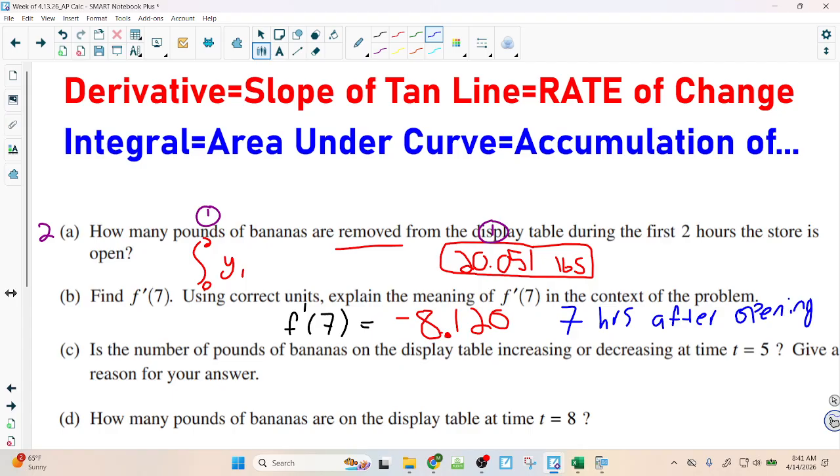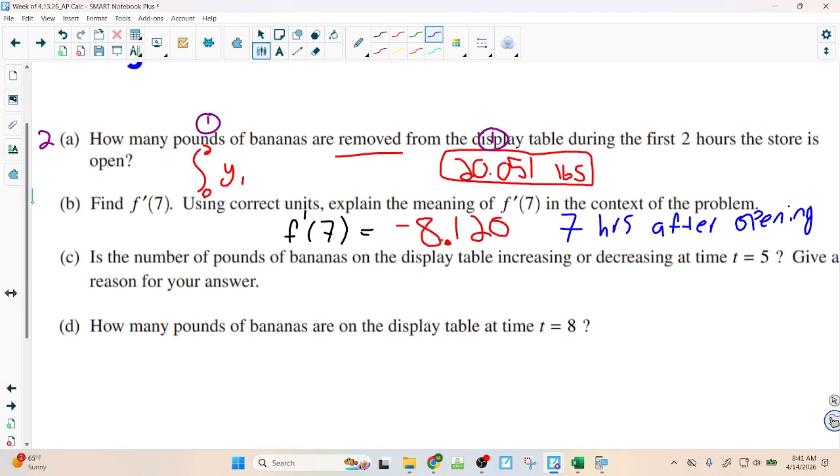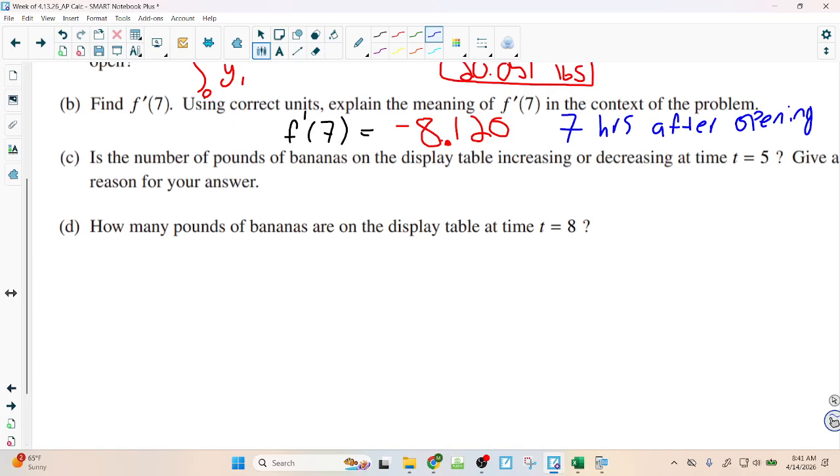And this is where your mind starts to bend a little bit because we're talking about the rate of a rate. 7 hours after opening, customers, or I guess the rate customers take bananas, B-A-N-A-N-A-S. Okay, good. We can say thank you to Gwen Stefani. So the rate customers take bananas is decreasing.